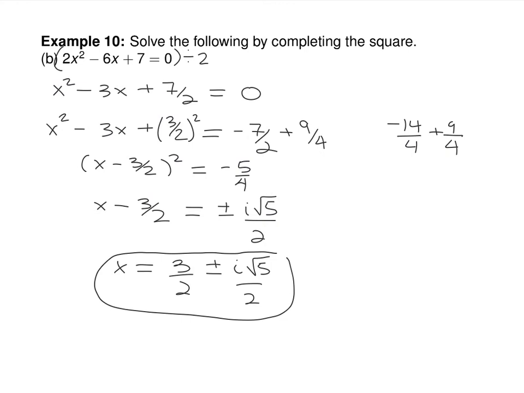I want to do a couple of problems that aren't on there just because I think they're going to be good to review. So if you have some spare paper, let's write these down.